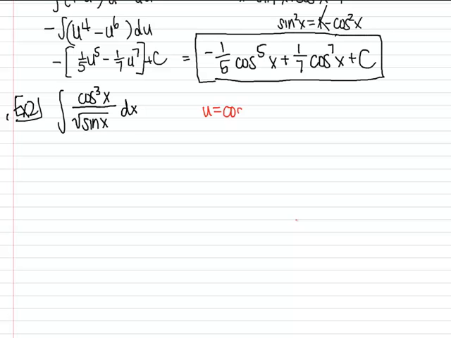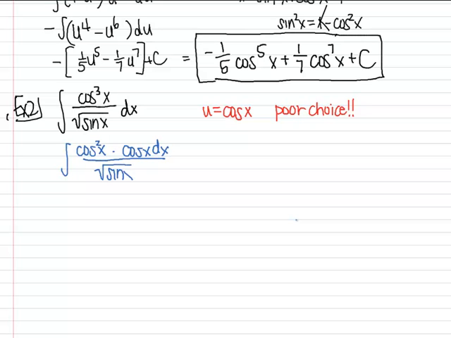Now, u equals cosine x would be a poor choice. Why do I say that? Because the derivative of that will give us a negative sine x dx, and look where our sine is. Not only is it in our denominator, but it's got a square root over it. So we don't want to use that. So we're going to break off a single cosine and separate that. So we have cosine squared times cosine x dx over the square root of sine x. And we're going to choose u to equal sine x, so du equals cosine x dx.